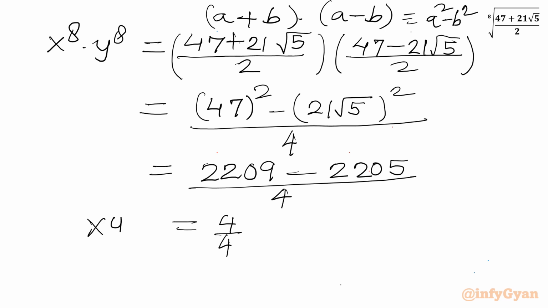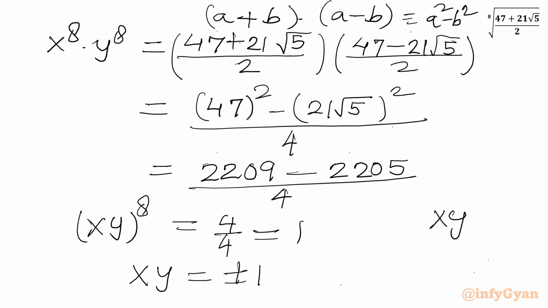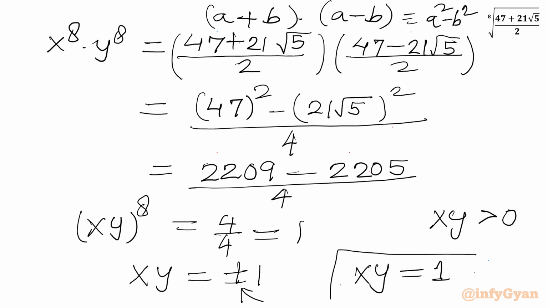Left hand side we have (xy) whole power 8. Once I consider the 8th root, I can write xy will be equal to plus minus 1. But xy should be positive only, as x is positive, y is positive. So I will reject this minus. So xy will be equal to plus 1. And this I will call equation number 2.